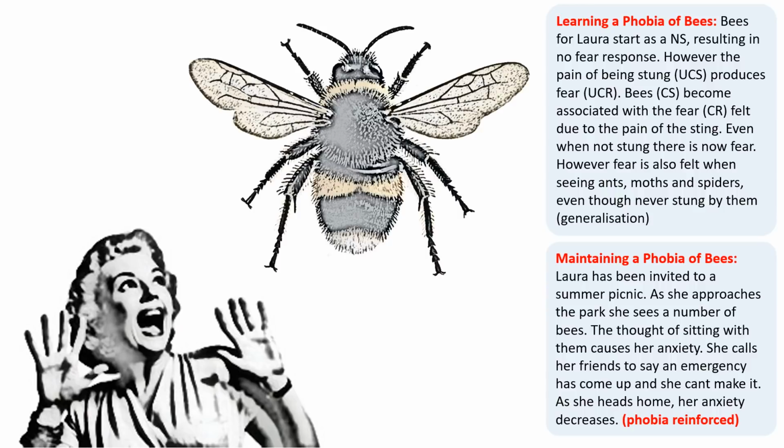She walks away from the park, and as she heads home, she's sad because she wants to spend time with her friends, but her anxiety decreases because she knows she doesn't have to spend time near the bees. So the phobia is reinforced. We might from this suggest that she's failed to function. She's not been able to engage with her social life like she would want to. The phobia really is affecting her day-to-day life.